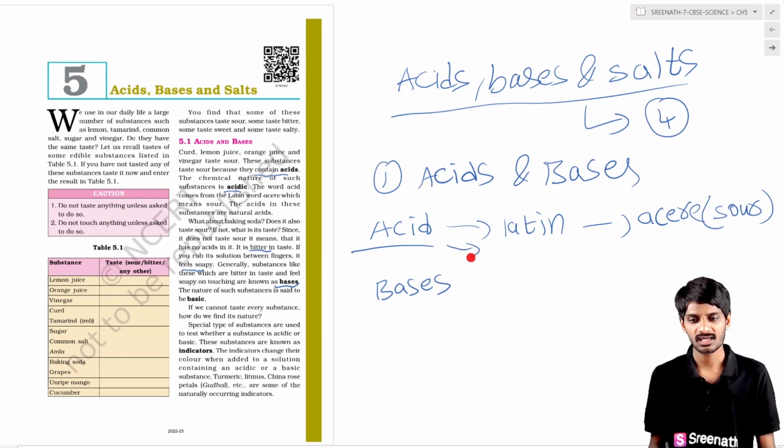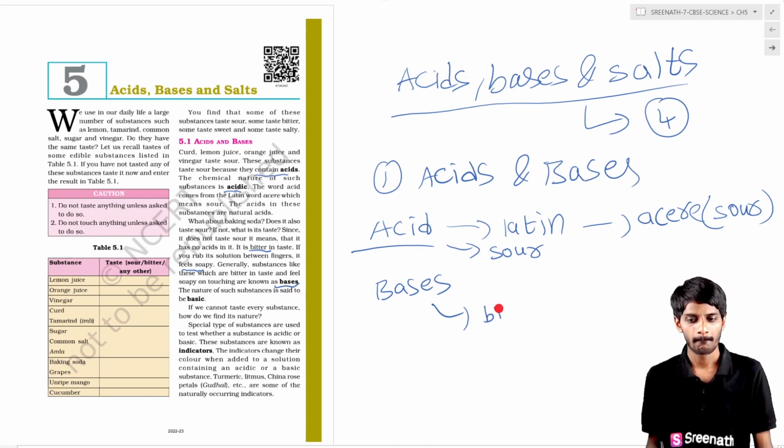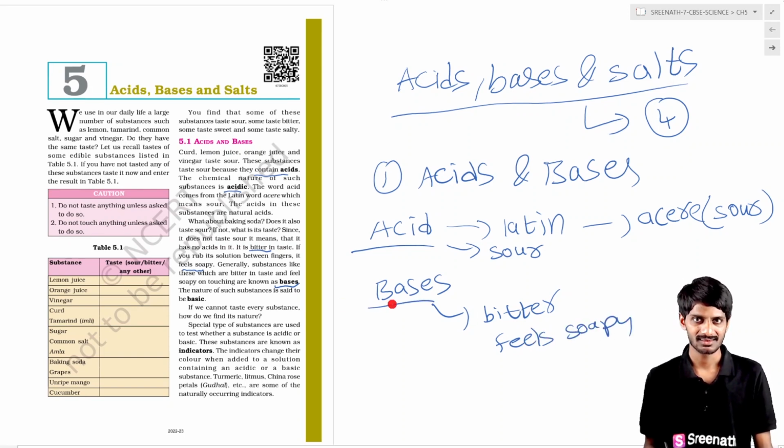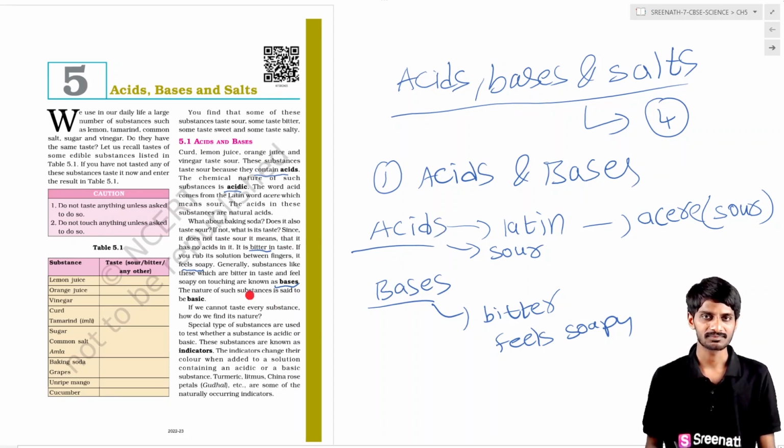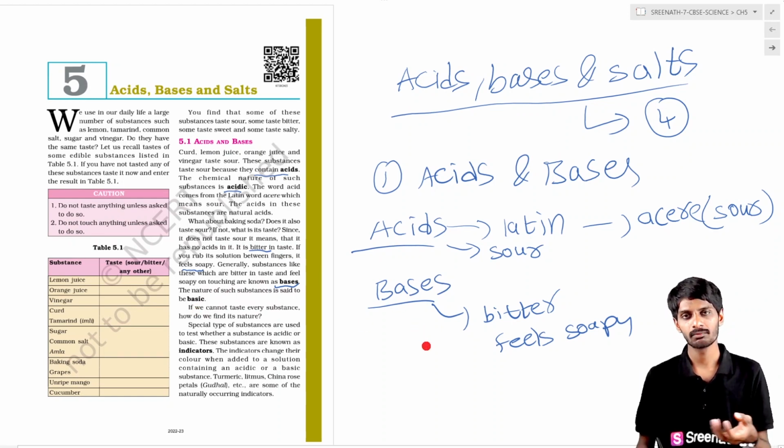So generally, what are acids? They are sour in taste. Chemically, they have acidic nature. Then what are bases? They are bitter in taste and feel soapy. Those we call bases. Okay, these are acids and these are bases. The nature of such substances is said to be basic. They have basic nature, and the others have acidic nature.